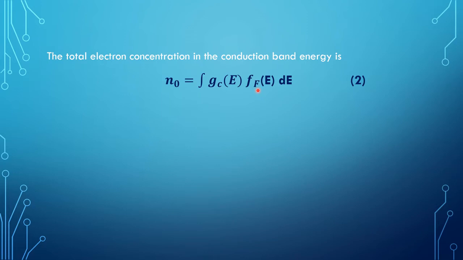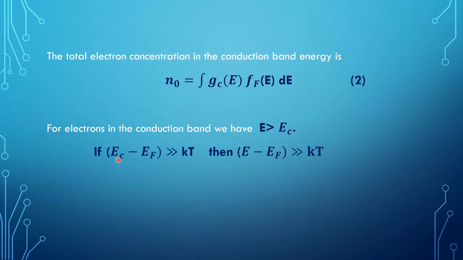Next, we consider, for electron concentration in the conduction band, that E is greater than the conduction band energy, right? So this is the condition when E is greater than EC. If E is greater than EC, that means EC minus EF, where EC is the conduction band energy.